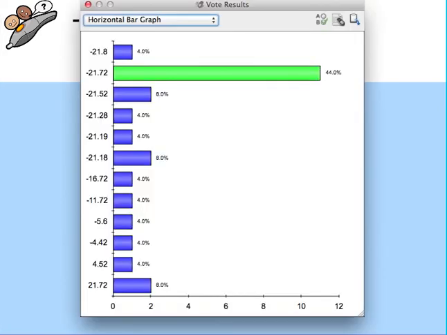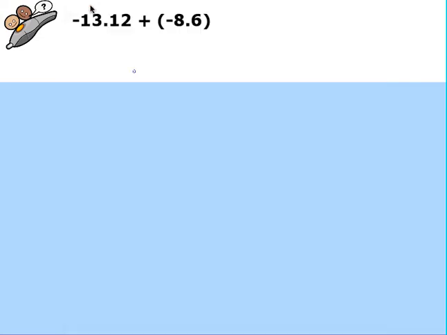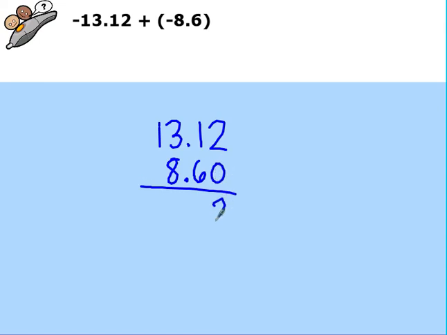Okay, answer -21.72. All right, so let's think about this. Signs are the same. What do you do? You add them. So I'm taking 13.12 plus 8.6. Yes, you need to line the decimals up. Okay, so then now you're like, oh, well, what do you add? Well, this is actually a 0. If you want to put a 0, that's fine, but you don't need to. You get a 2, 7, 1, carry 1, 21.72, and the answer is negative, because both of the signs are negative, okay?